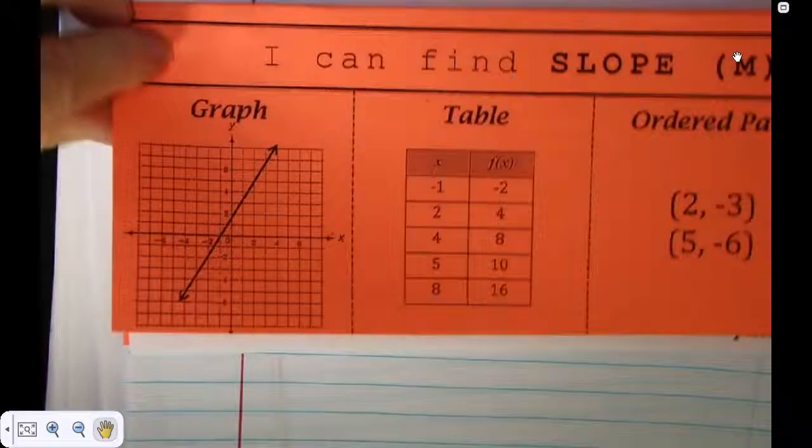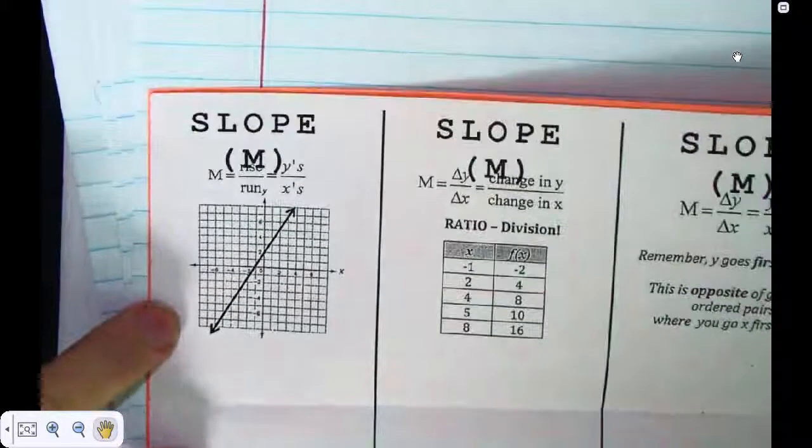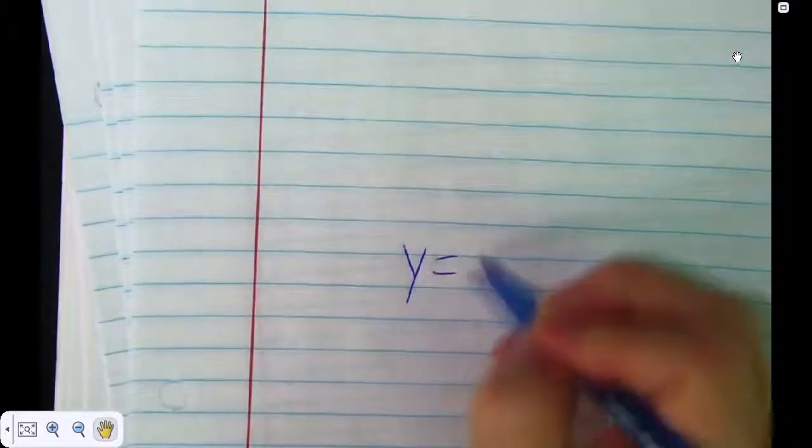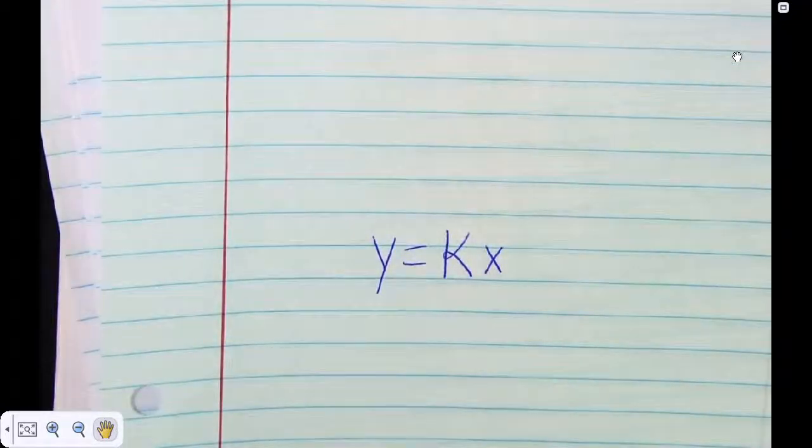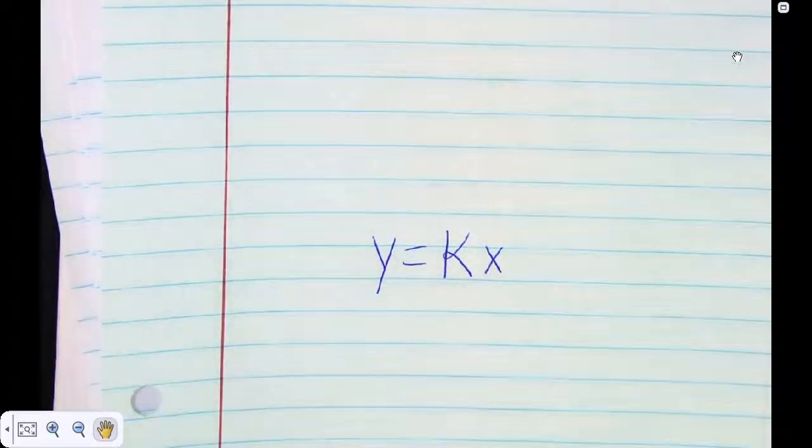So open up your foldable. Now, guys, if you have y equals kx, you don't need to write this down, just look up here. If we have y equals kx, what does k stand for? Constant of proportionality and unit rate, okay?